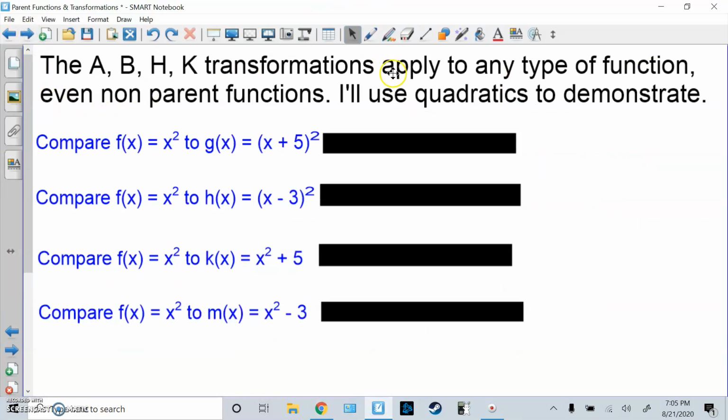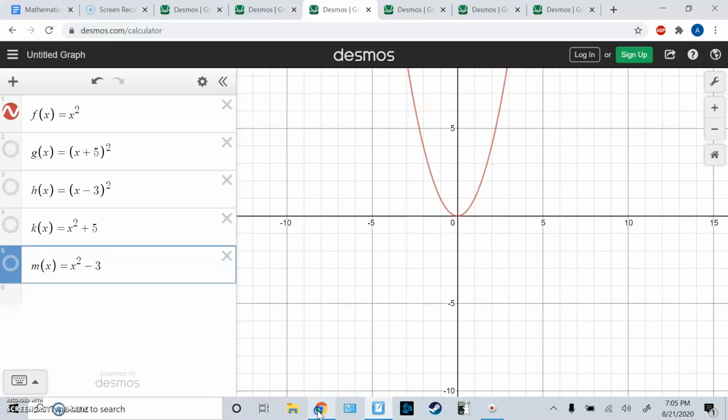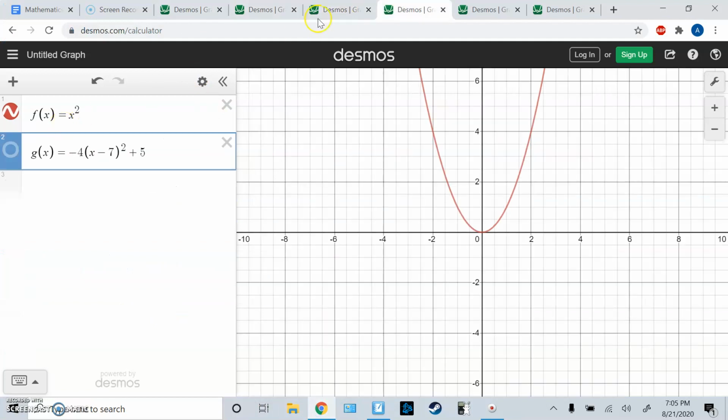Alright, so now we're talking about h and k. So x squared compared to x plus 5 on the inside squared. Because it's inside, it's h, but inside means opposite. So I would say plus 5 and think minus 5. That minus means left. So it's going to be the same graph, but move left 5 units. So here you go, right here.